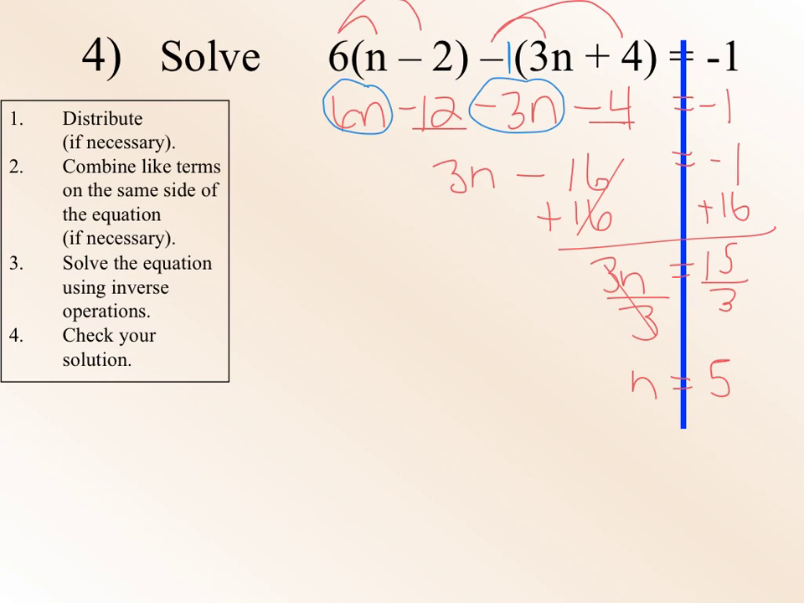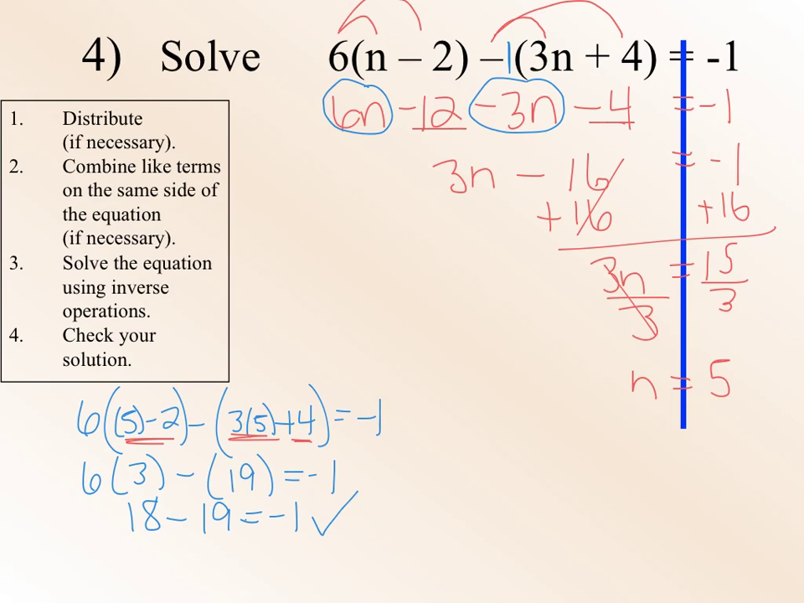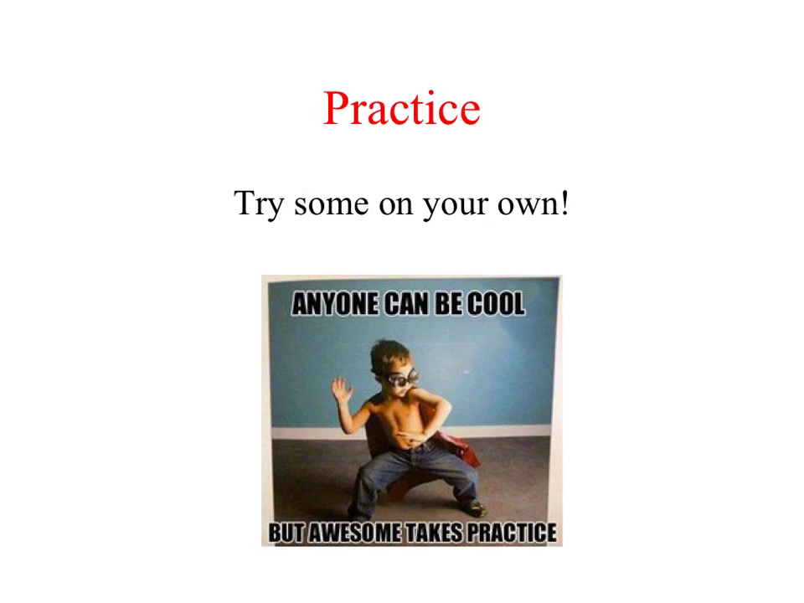So again, when you do your check here, it's a little bit more work with longer equations, but definitely worth it to guarantee your answer's right. So if you take a look at the check, you end up getting 5 minus 2 to give you 3, and then 6 times 3 is 18, and then 3 times 5 plus 4 would be 19, and 18 minus 19 does give you that negative 1.